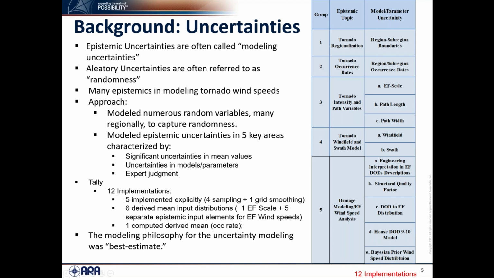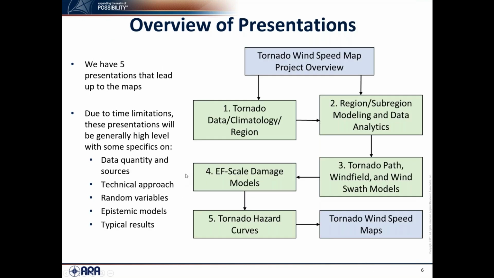I'll go through just a couple of the treatments as examples, particularly when we talk about tornado regionalization and how we handled the uncertainty in those region boundaries. I'll talk a little bit about that in the first part, and then I'll come back and hit more on that at the very end of the presentation. That will give you one example of how we're handling these uncertainties.